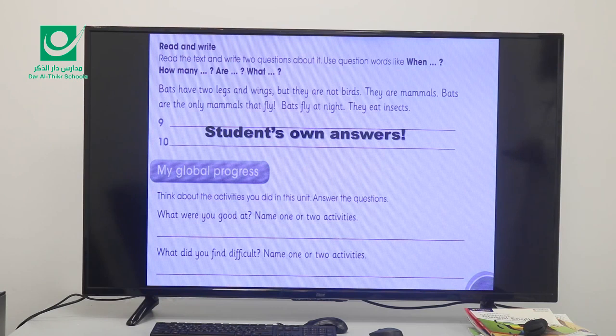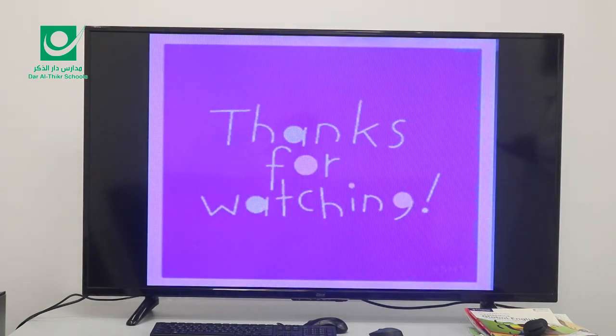And even, you know, my global progress, what were you good at in this unit? So name 1 or 2 activities that you were good at or you liked very much. And the last one, what did you find difficult in this unit? Name 1 or 2 activities that you found difficult in this unit.